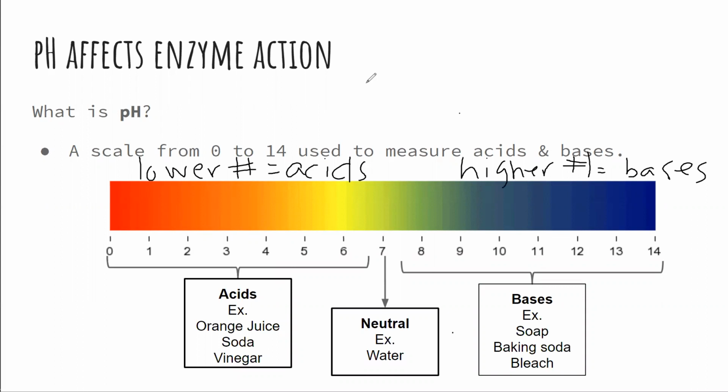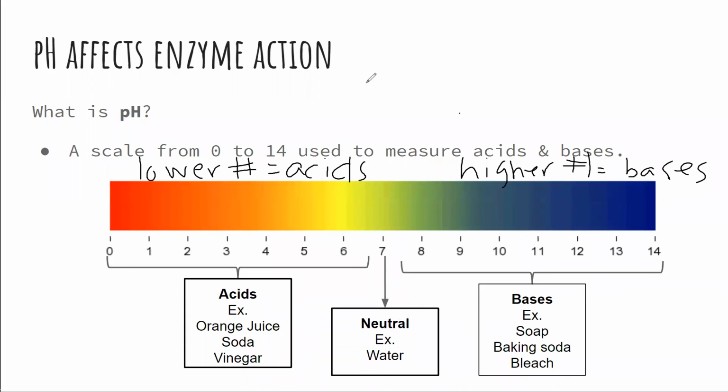If anyone's ever done an experiment where you mix vinegar and baking soda and it bubbles up and then it settles at a neutral solution, that's because you mixed an acid with a base. So that's pretty cool.